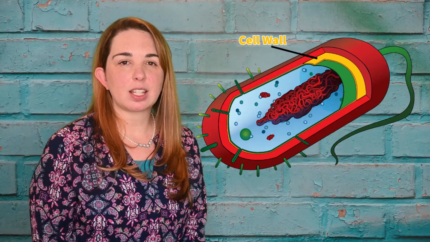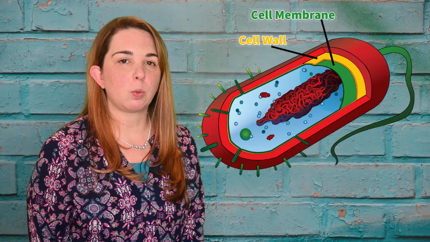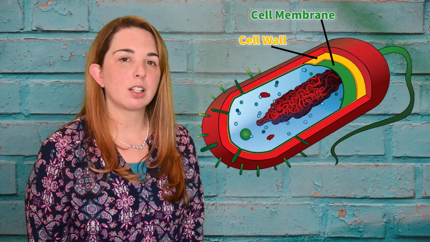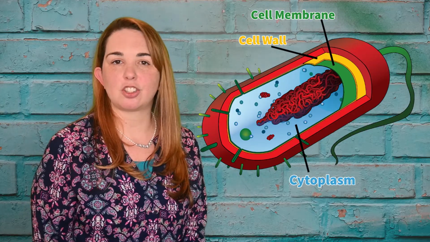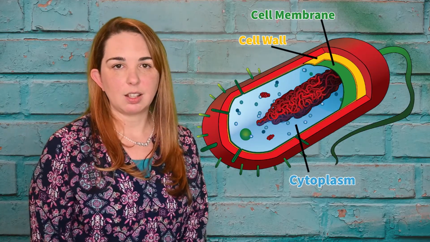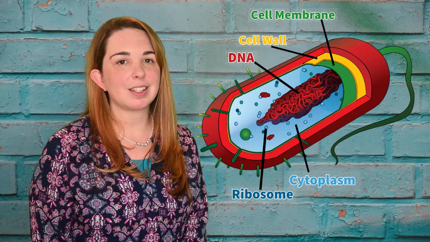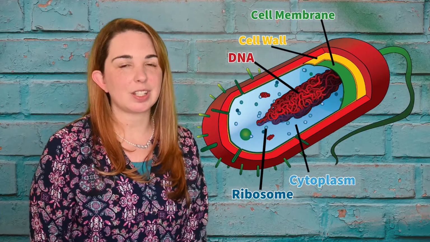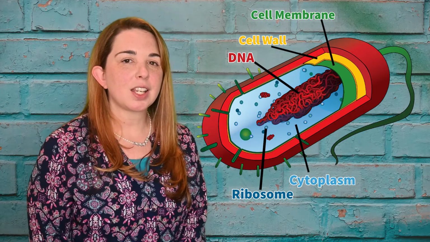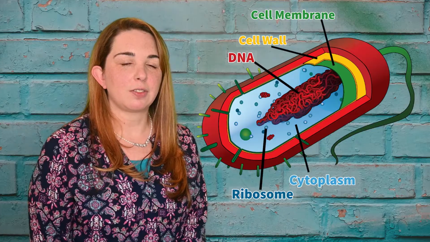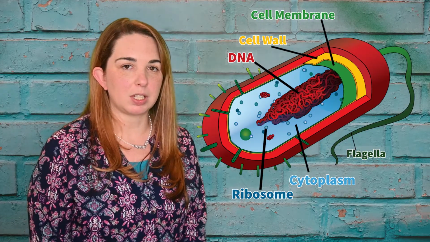Moving inward towards the cell, we have the cell membrane, which is supposed to control what goes in and out of the cell. Inside the cell membrane is where all the cytoplasm is, the jelly-like fluid within the cell. In that cytoplasm, we find ribosomes and the DNA. There's no nucleus, so the DNA is just kind of hanging out in the cytoplasm. Outside the cell, we might find a flagella, which is that whip-like tail that allows it to move through materials.